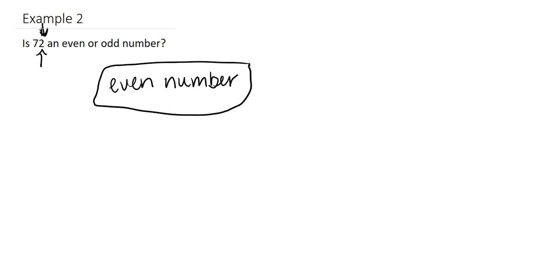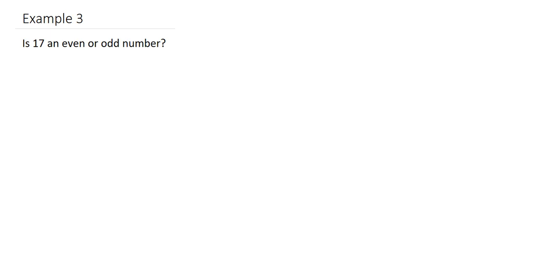Now we can do another example. Example 3. Is 17 an even or odd number? Well, we look at the 7. We know that it ends in a 7, then, therefore it's an odd number because it can't be divided by 2.